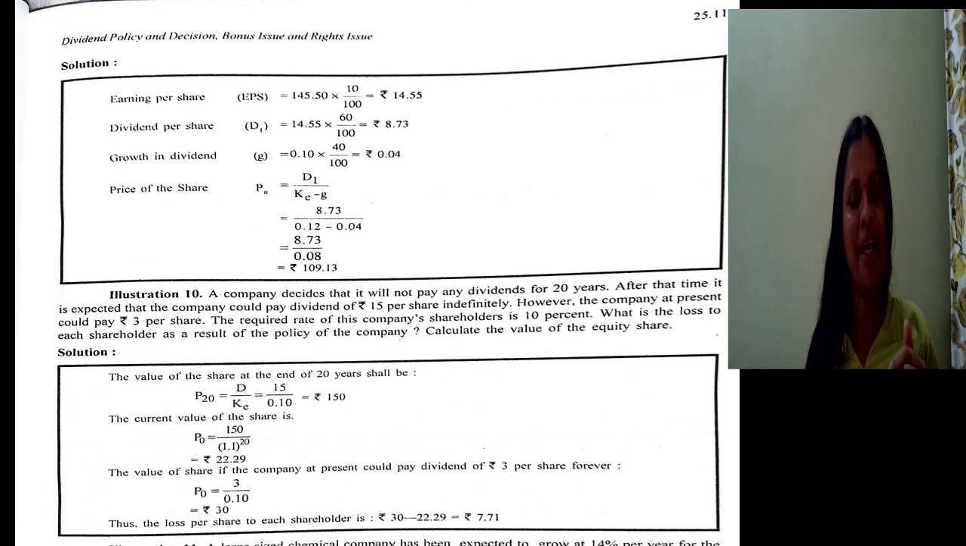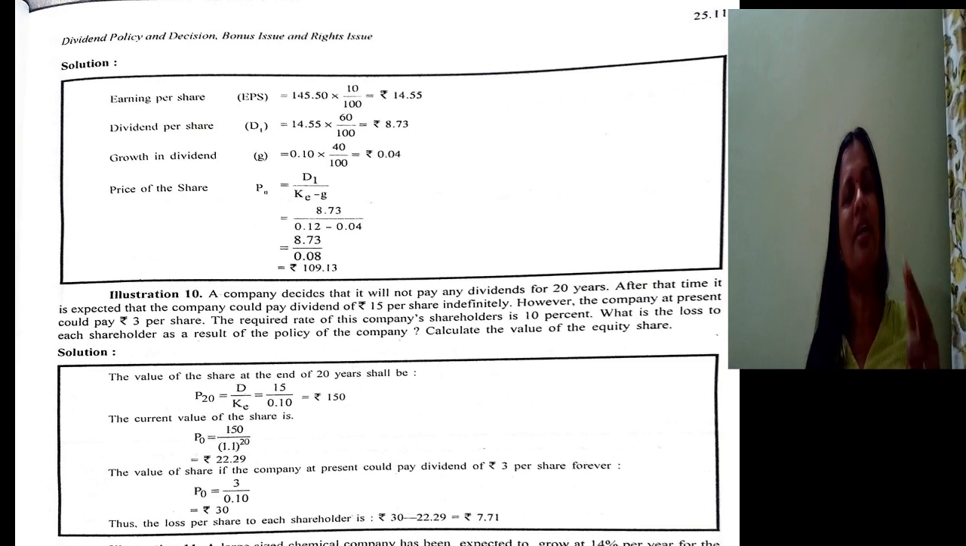So what is current price of this share? That's the question to be answered. So current price of this share is equal to 150, that is price at the end of 20th year, divided by 1 plus required rate of return, that is 0.10, to the power 20.